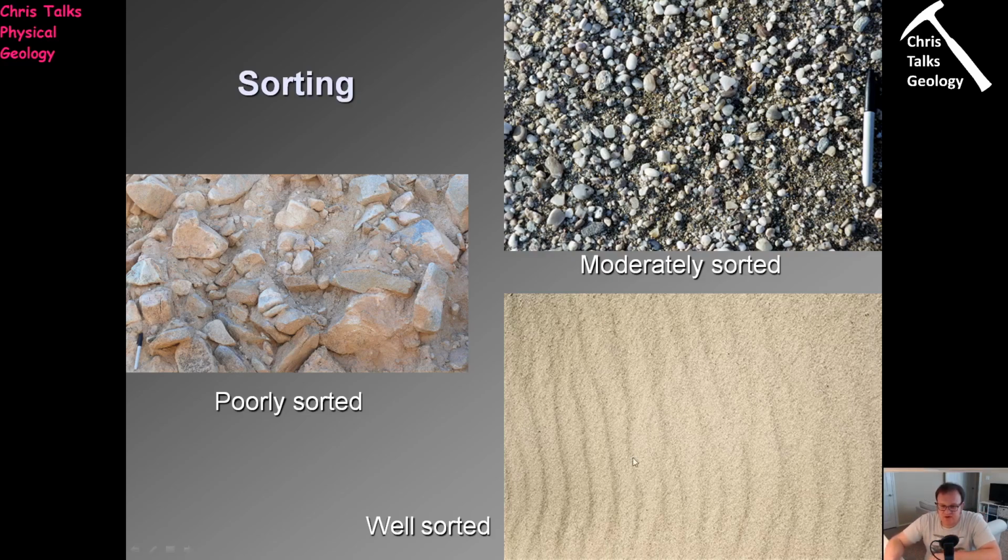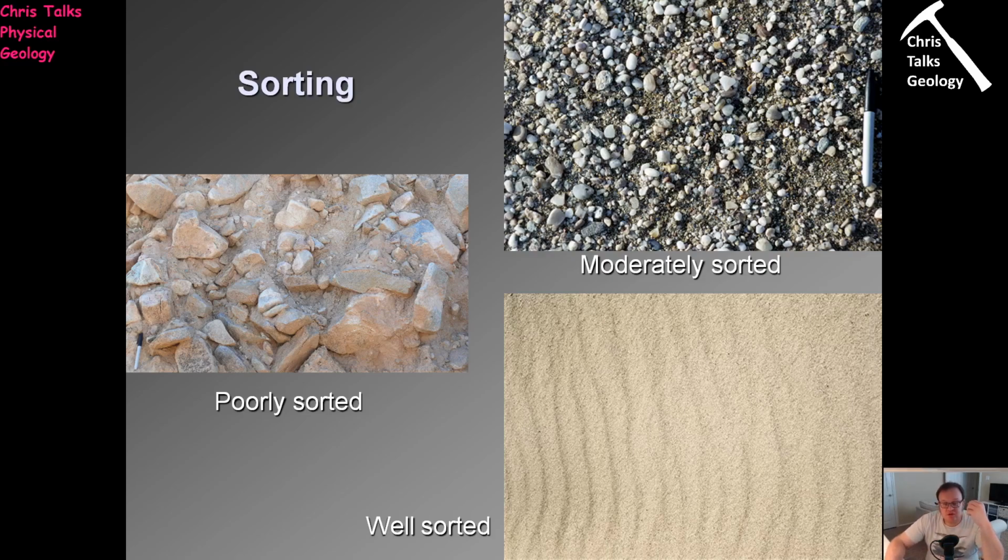Now in contrast, if we go to the other end of the scale, here we have a very well sorted rock. You can see when you look at this, all the clasts are the same size. There's no obvious variation. That's a very well sorted sediment. The clast sizes are very contained, very limited. And then once again, there's going to be an intermediate between these two end members, which is going to be moderately sorted. So there's going to be a slightly tighter range of clast sizes, but it's still not going to be quite as well sorted as a sediment that's been transported for a very long time.